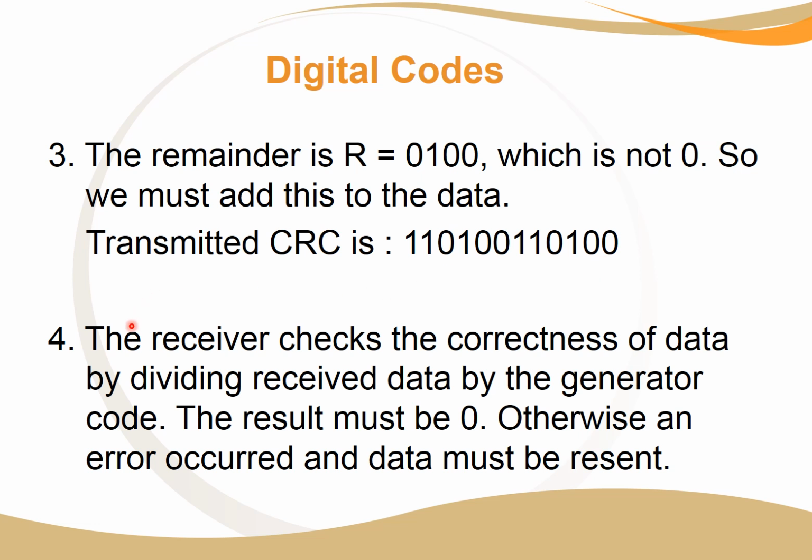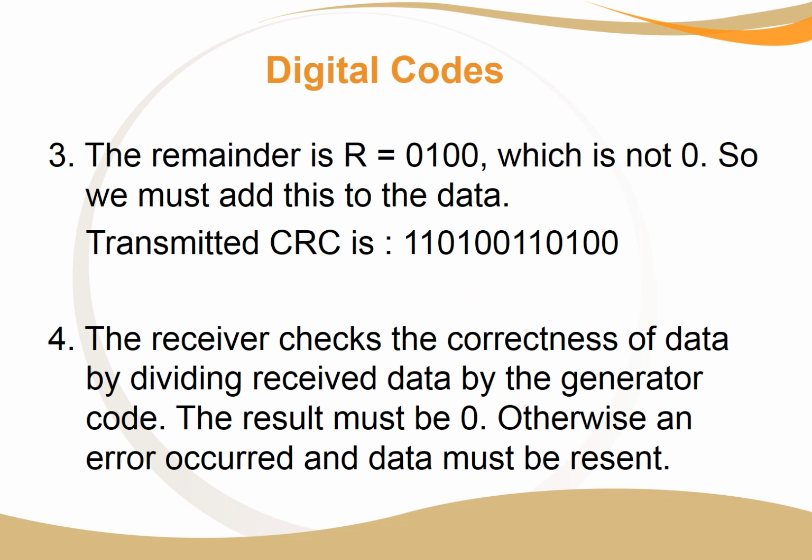So now when we send the data, the receiver checks the correctness of the data by dividing it by the generator code. The result must be 0. Otherwise, an error occurred somewhere in the data, and the data must be resent. So it doesn't know where the error has occurred. It just knows an error has occurred. So the data must be resent.